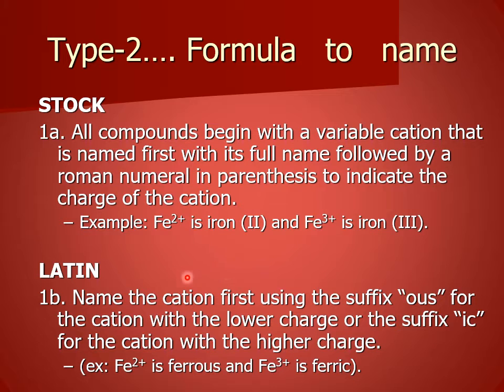However, in the Latin system, while the cation is always still named first, now we will use the Latin name and the suffix OUS when the cation has its lower charge. So here's where you have to recognize, oh yeah, iron, 2 positive, is the lower charge. I'm going to use ferrous, because ferrum is Latin for iron, and ferrous then is the iron with the lower charge. Whereas we will use the suffix IC with the Latin name in order to indicate the higher charge. So when we talk about iron with the 3 positive charge, I would have to recognize, oh, that's the higher of the two charges. I'm going to call this ferric. So ferrous or ferric, or go with the stock system.